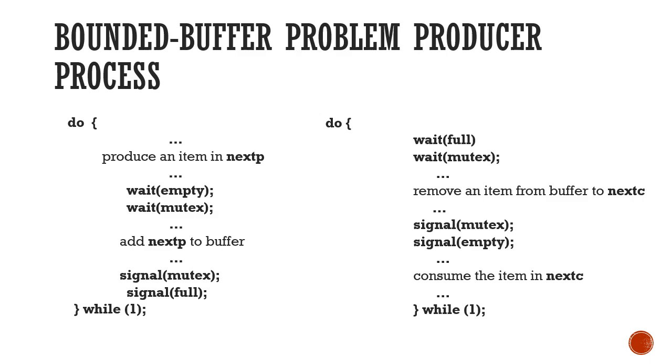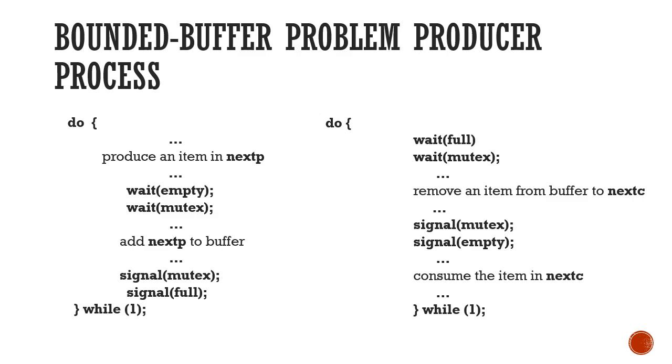Consumer process. Wait. Full. The consumer waits until there is at least one item in the buffer. The full semaphore ensures the consumer doesn't attempt to consume when the buffer is empty. Wait. Mutex. The consumer waits for the mutex to ensure mutual exclusion, preventing simultaneous access to the buffer. Remove item. Once the mutex is acquired, the consumer removes an item, next, from the buffer for consumption. Signal. Mutex. The consumer releases the mutex lock, allowing the producer to access the buffer.